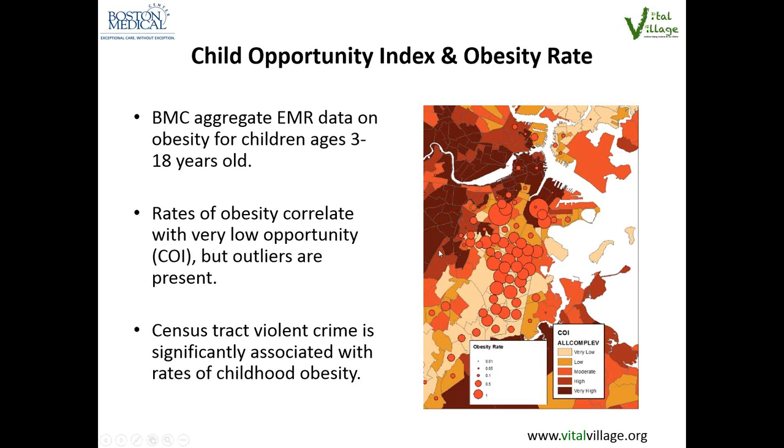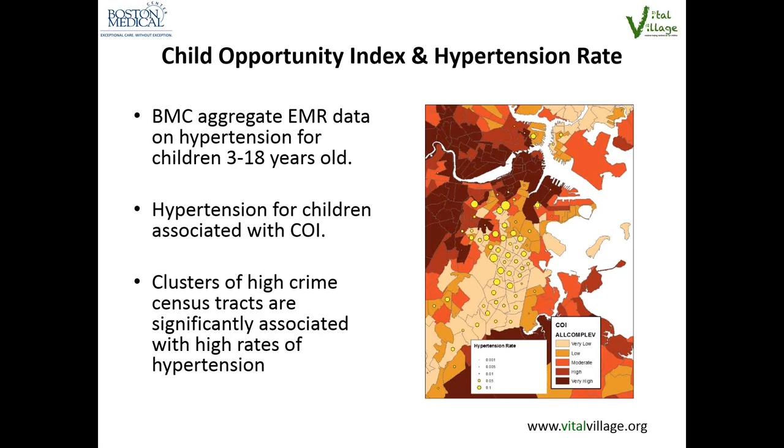So the red bubbles are rates of obesity that are larger as the rate is higher. And as you can see, there is a clustering and an association with the very low opportunity neighborhoods, but there are some neighborhoods that are performing better given their low opportunity and some neighborhoods that are worse. And if you remember where violent crime clustered, there was also an association between violent crime and rates of obesity.